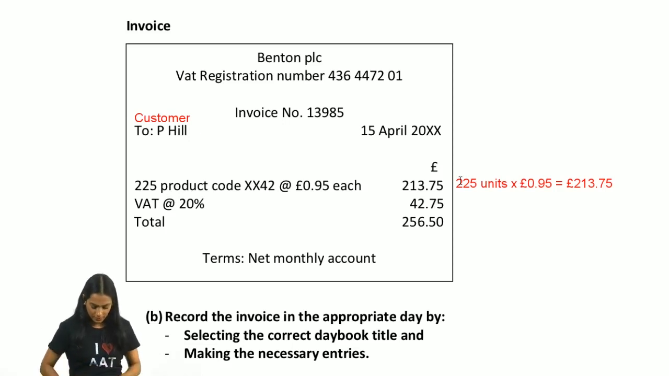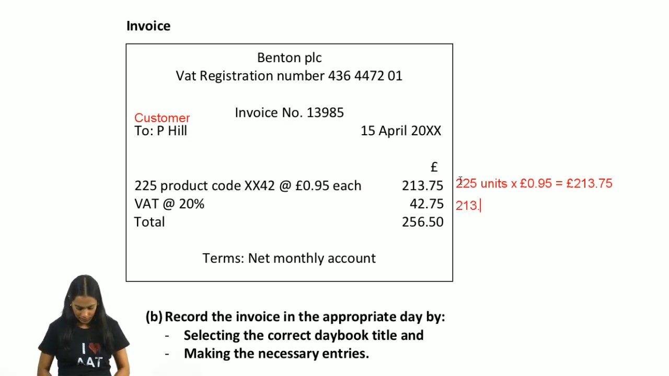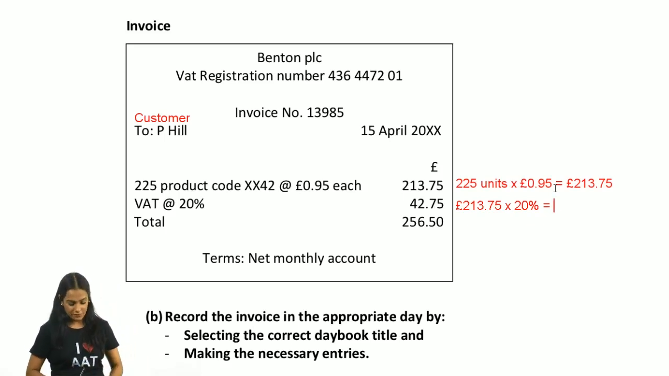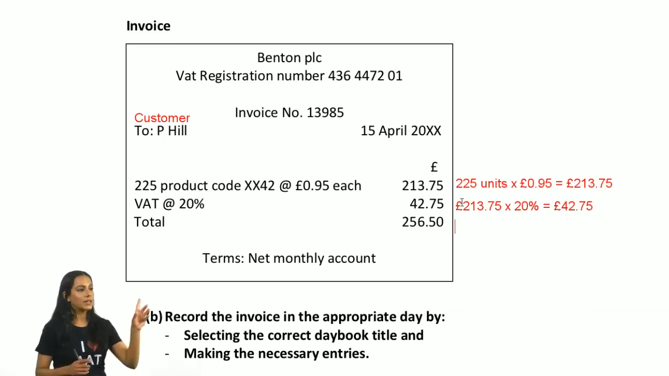So 213.75 times 20%. Let's see if that is correct. Let me just put a pound sign there, just to help you remember that we're working with monetary amounts. Times 20%, that's going to be 42.75. So the VAT amount is calculated correctly, and therefore the total amount due will be the amount for the products plus the amount relating to VAT. So now let's check if this is correct.